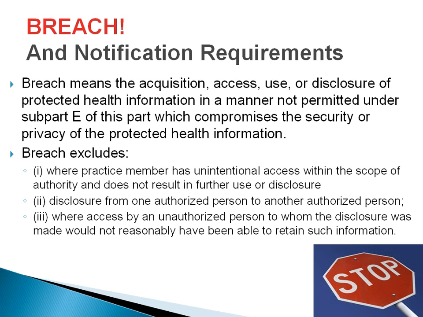A breach excludes where a practice member or business associate has unintentional access within the scope of authority and it does not result in further use or disclosure. So Steve is the one working on patient records, and Tammy, who also works in the practice, has access to the records. That is also an authorized individual. There's no additional use or disclosure. That would be excluded from a breach. Disclosure from one authorized person to another authorized person. This would be our physician referral scenario.